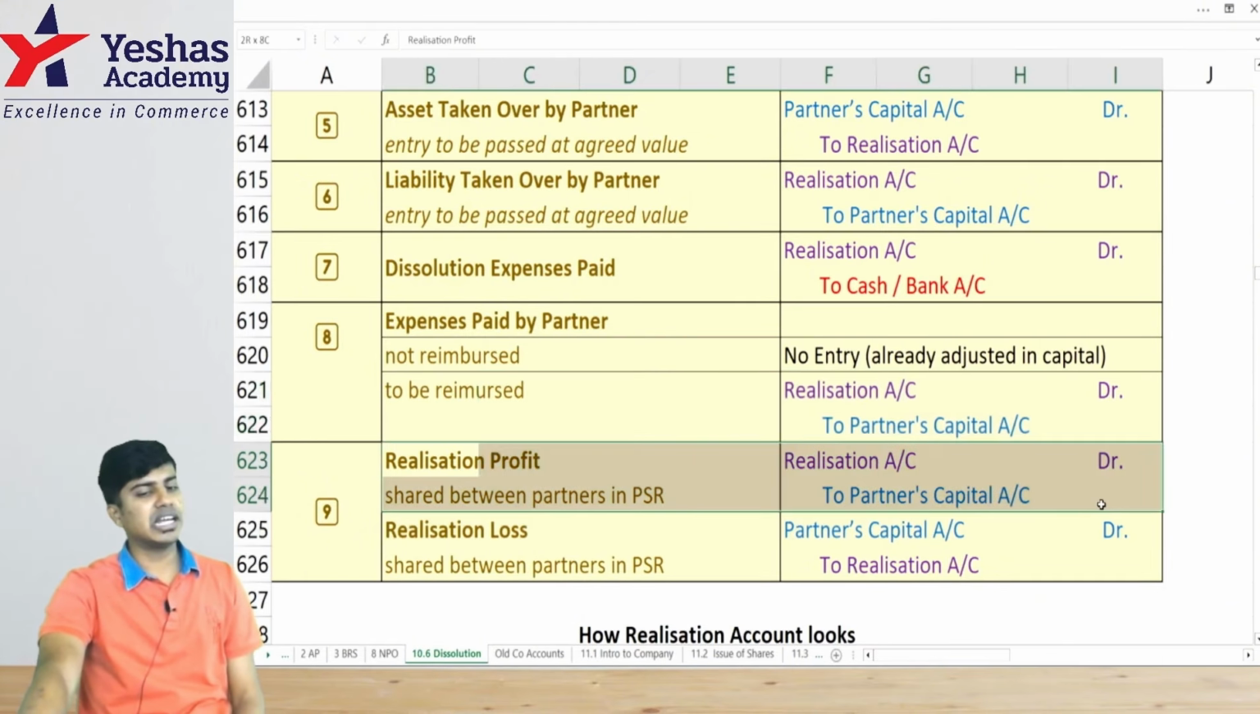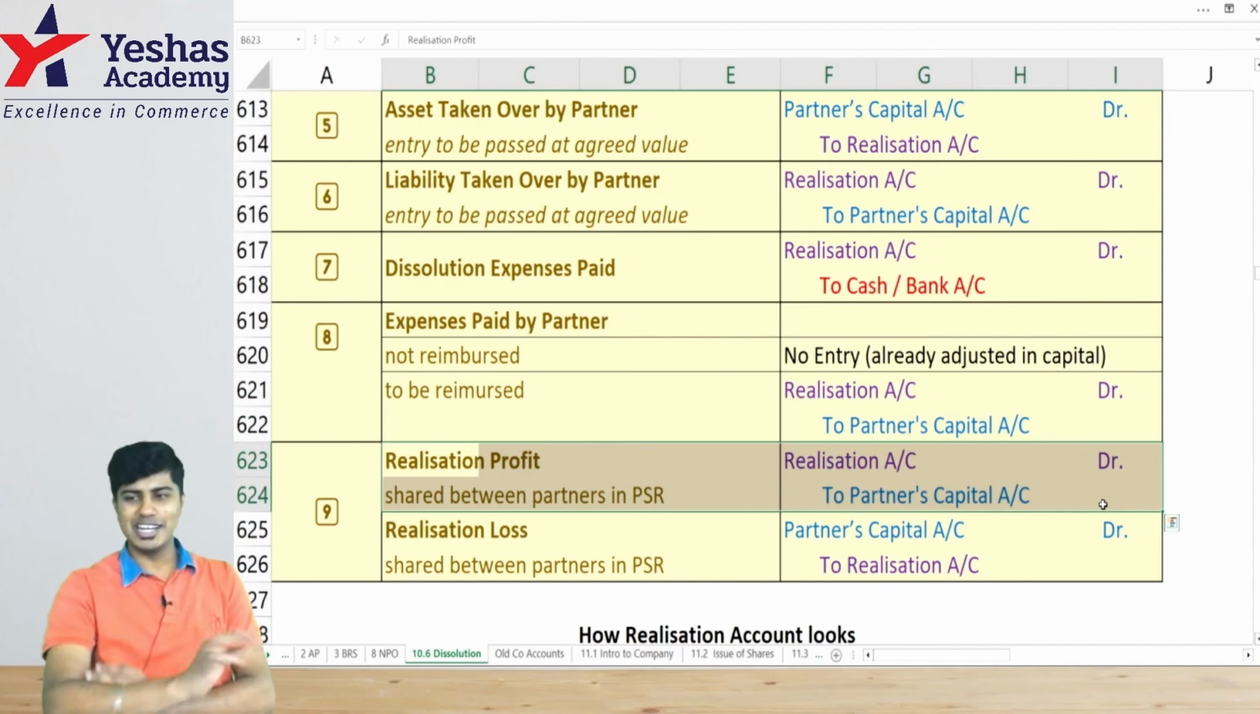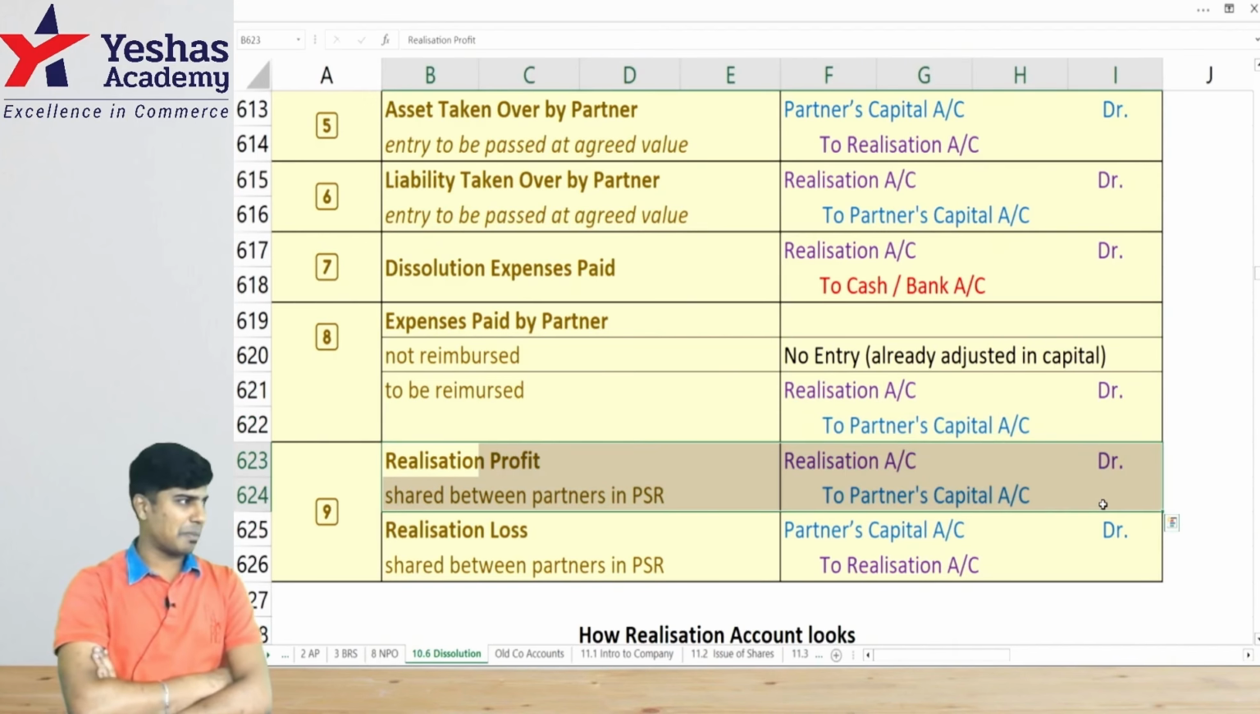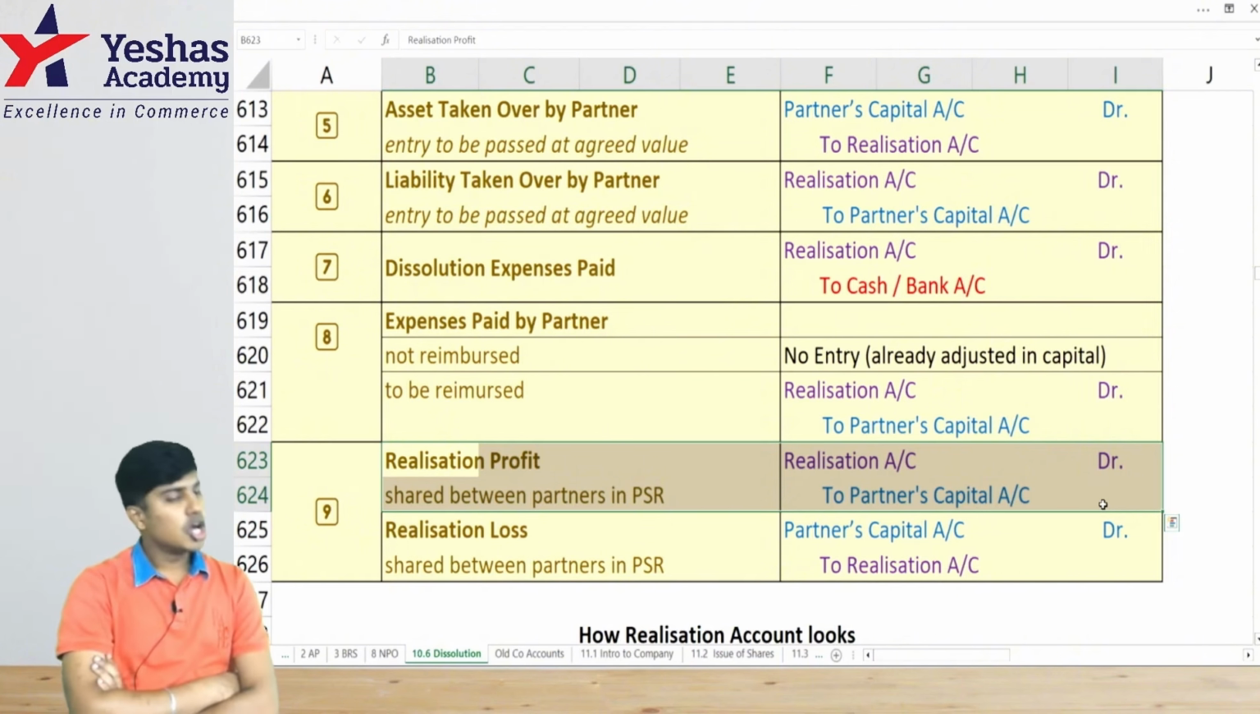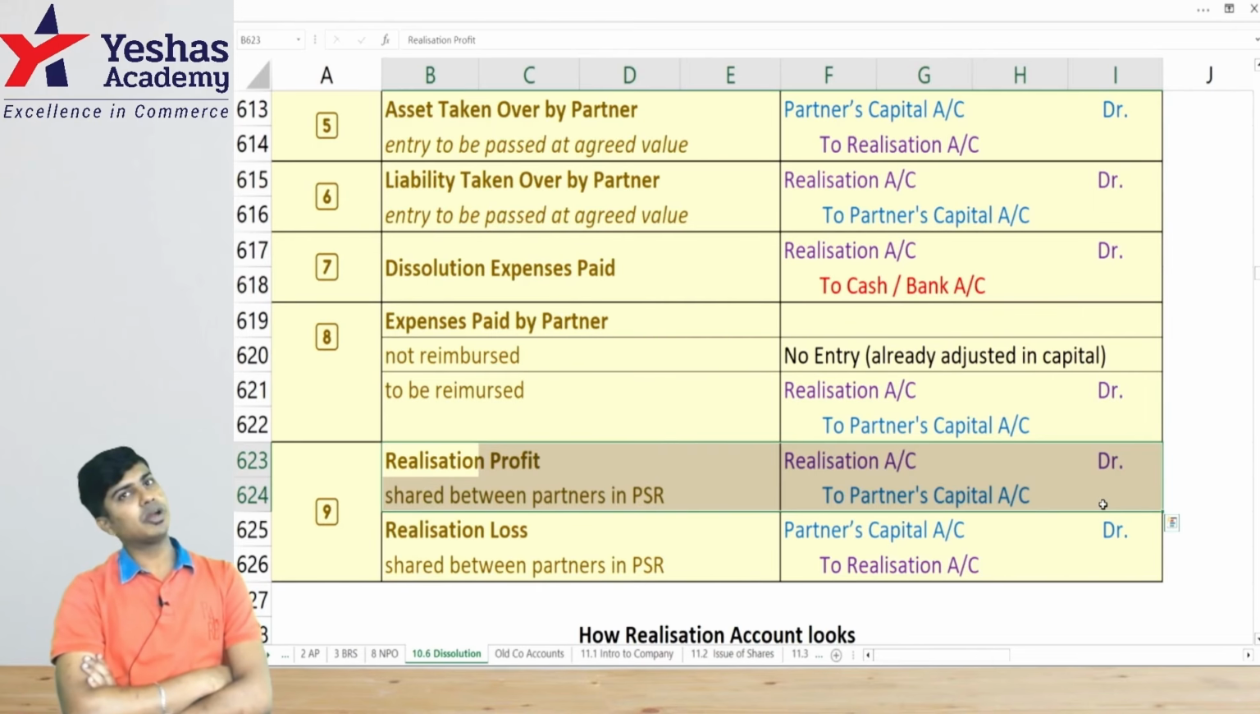Any profit on realization will be transferred to partner's capital account. Any loss on realization also will be transferred to partner's capital account. Profit is credited to partner's capital because it will increase. Loss is debited to partner's capital because it will decrease.